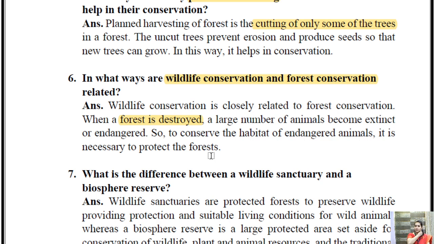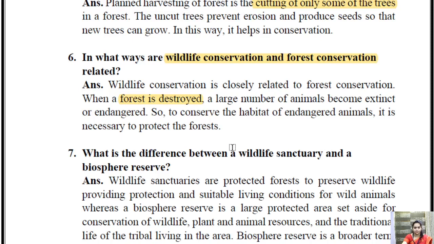Basically, they are trying to say that अगर हम forest को protect कर रहे हैं so we are protecting the wildlife. अगर forest को हम नहीं protect कर पाएंगे तो wildlife will become extinct, they will die and they will become endangered. Alright, so conserving the forest means conserving the wildlife. So hence these wildlife conservation and forest conservation are related with each other.